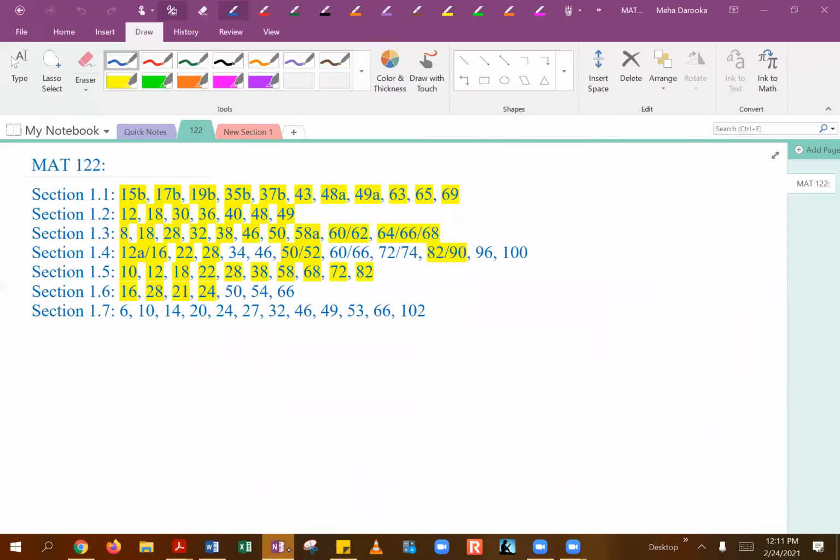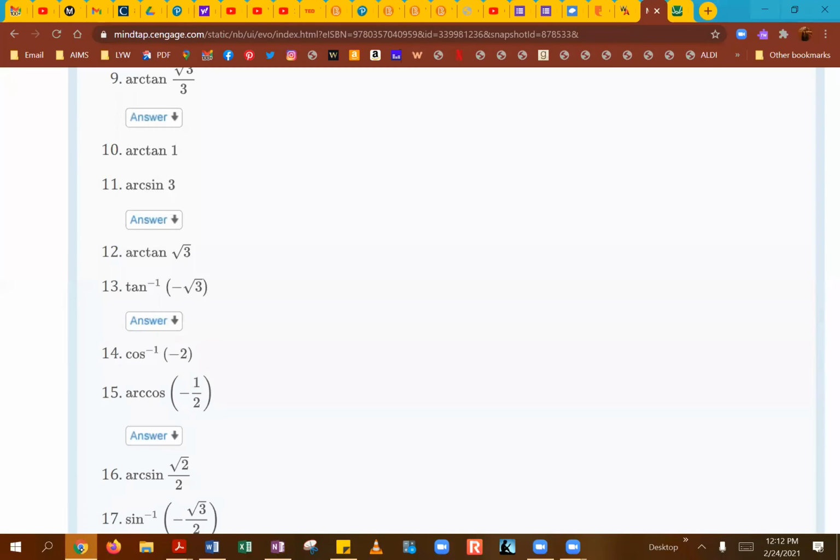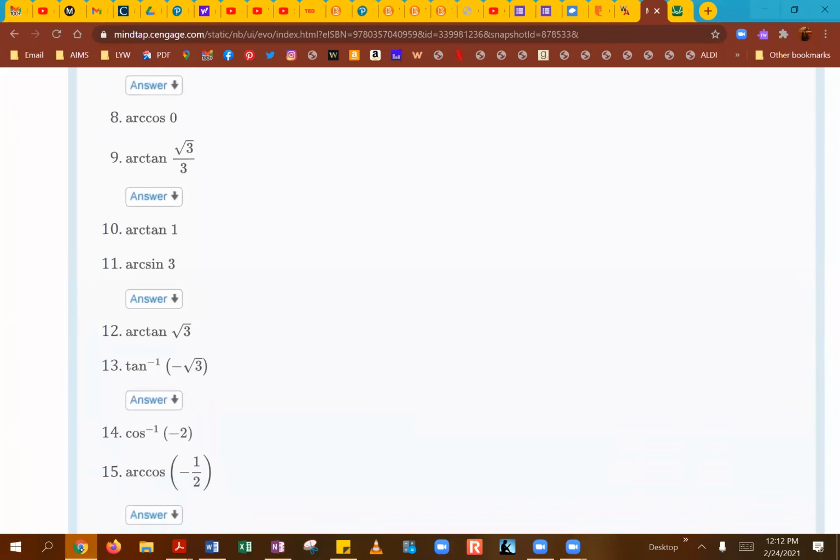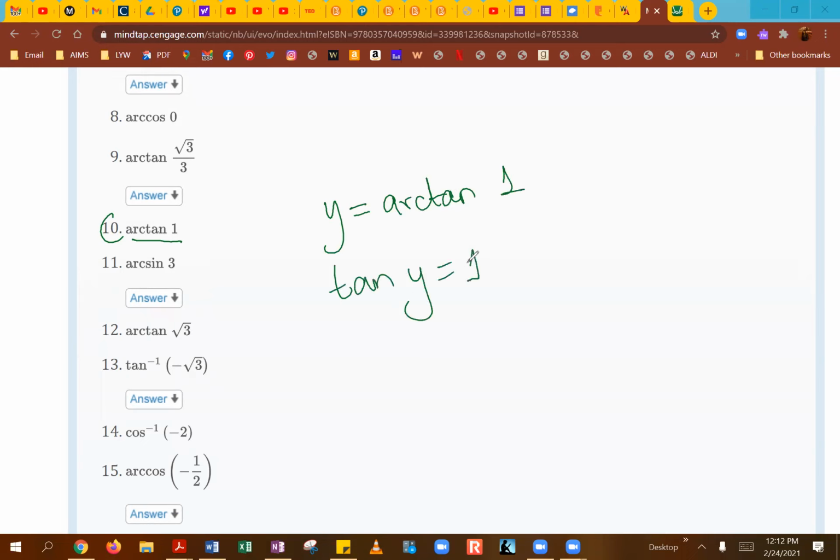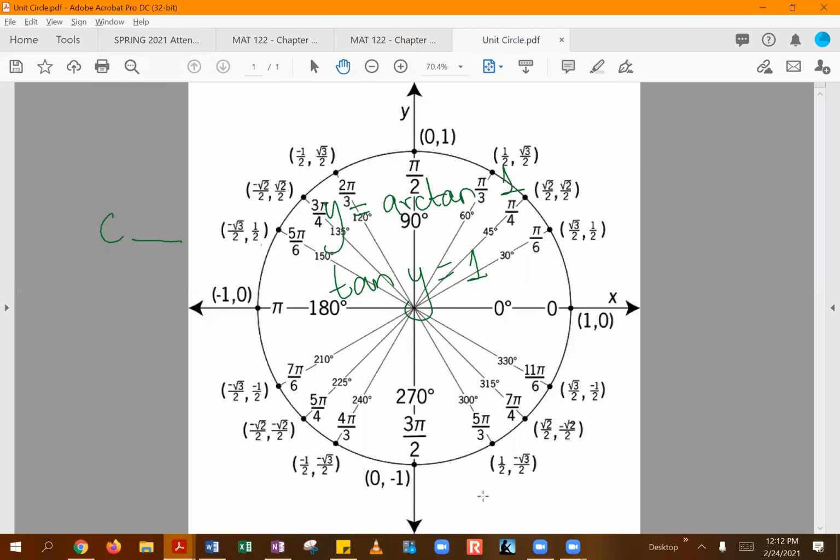So I've got a couple more examples for us to look through. Let's look at number 10, and number 10 is using arc tangent of 1. Same idea, if y equals arc tangent of 1, then that means tangent of y equals 1. So now you have to think, again, you can fall back on your unit circle and think, for which angle do I get a tangent value of 1? Abdulaziz, pi/4.